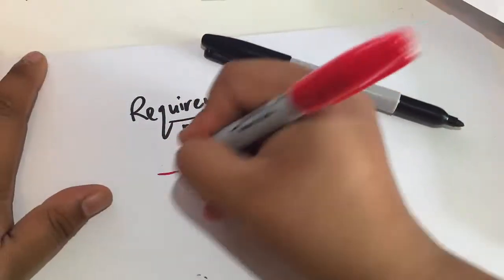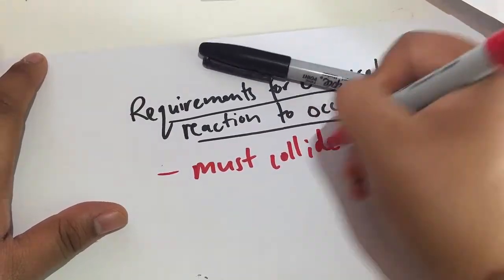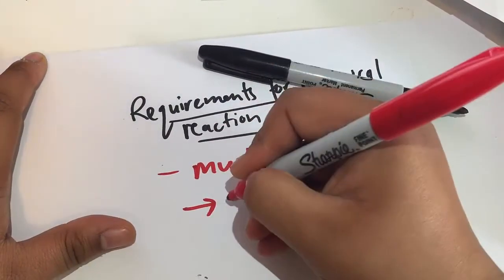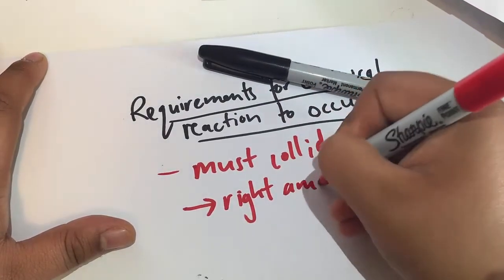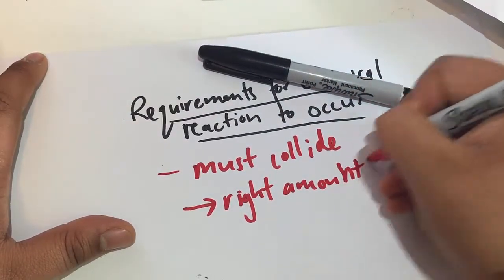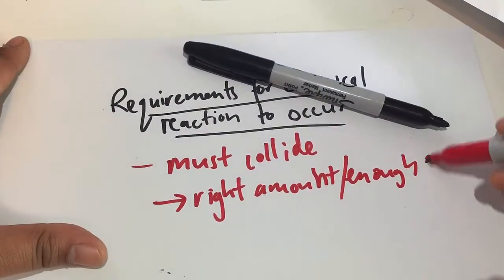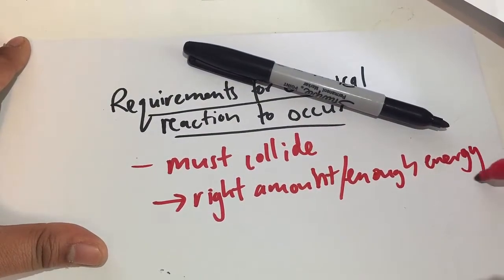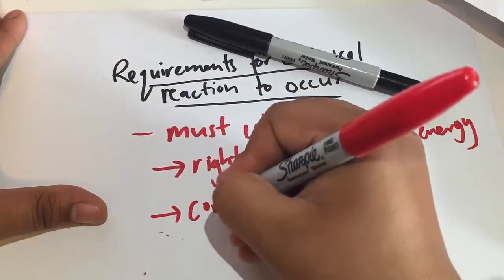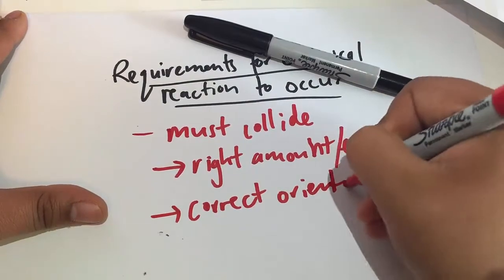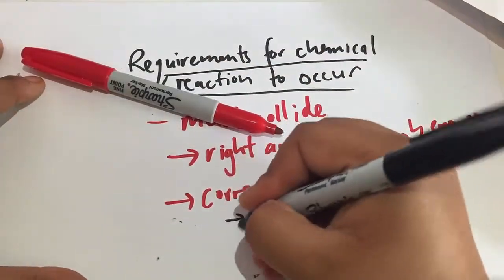So we said that they must collide with the right amount or enough energy, or they need to collide in the correct orientation. So what this means is that they need to be at the right angle.